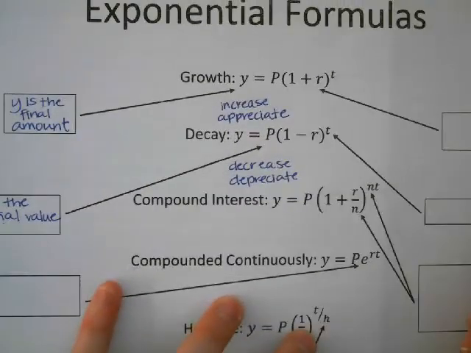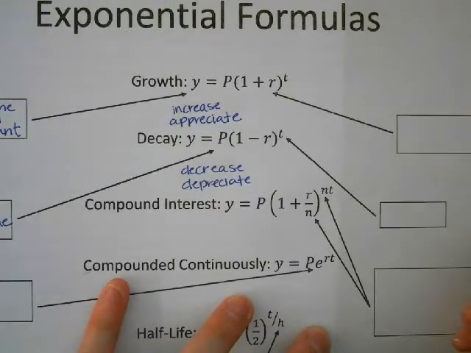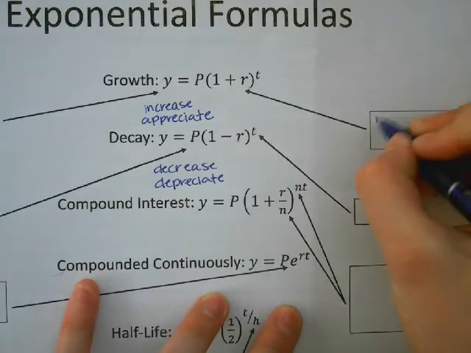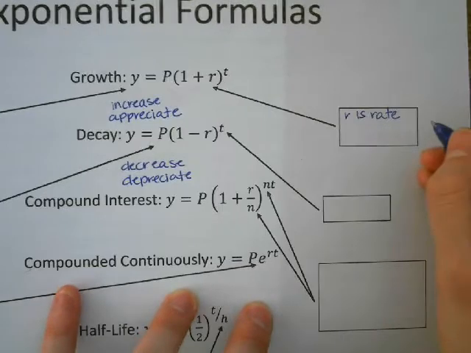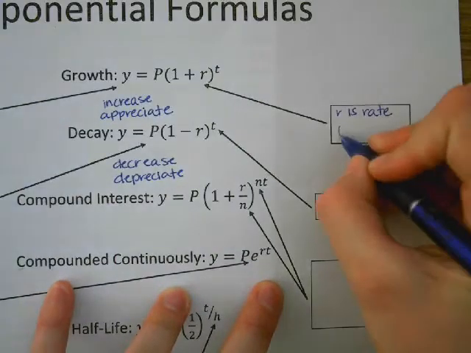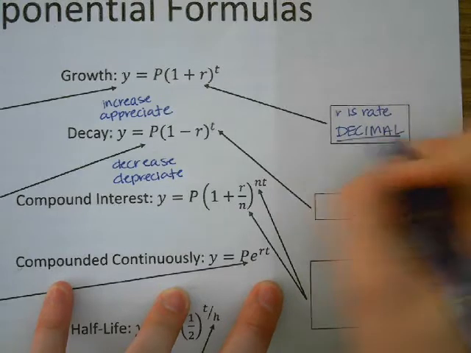Anyone remember what the R is for? What is the R right here? Rate. R is the rate. And does anyone remember what's special about the R? It has to be written as a decimal, okay? So put that in capitals, underline it, highlight it. Has to be a decimal.